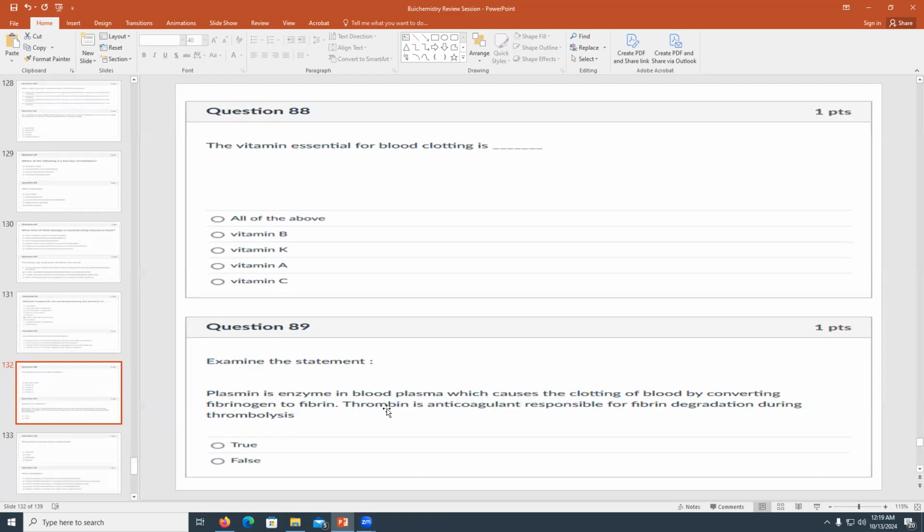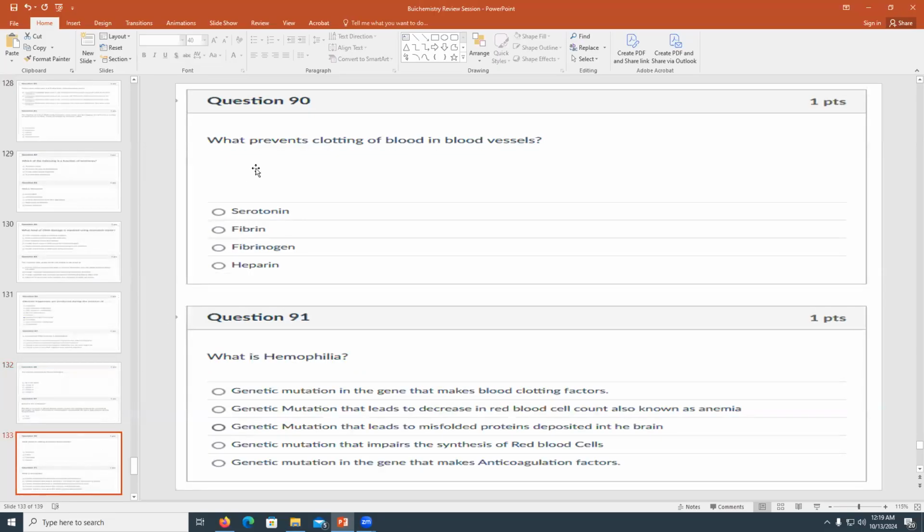But plasmin is the anticoagulant responsible for fibrin degradation during thrombolysis. So people who have hypercoagulability or a blood clot, they give them plasmin so it can lyse and break down that clot. So this is the opposite. Just replace plasmin with thrombin and thrombin with plasmin, and this statement would be correct. This statement is incorrect as of now.